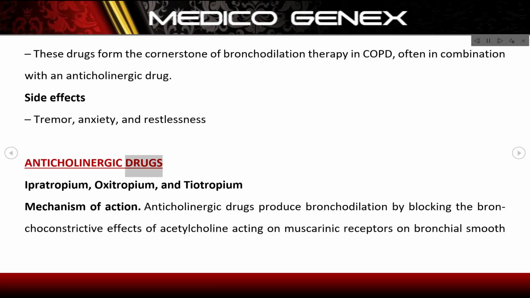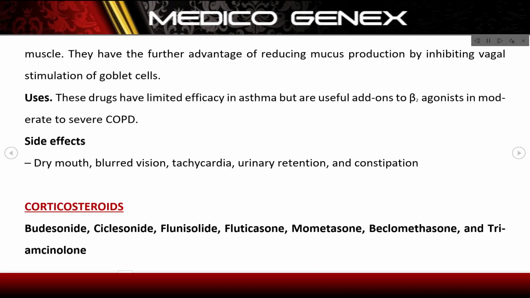Anticholinergic drugs: ipratropium, oxitropium, and tiotropium. Mechanism of action. Anticholinergic drugs produce bronchodilation by blocking the bronchoconstrictive effects of acetylcholine acting on muscarinic receptors on bronchial smooth muscle. They have the further advantage of reducing mucus production by inhibiting vagal stimulation of goblet cells.